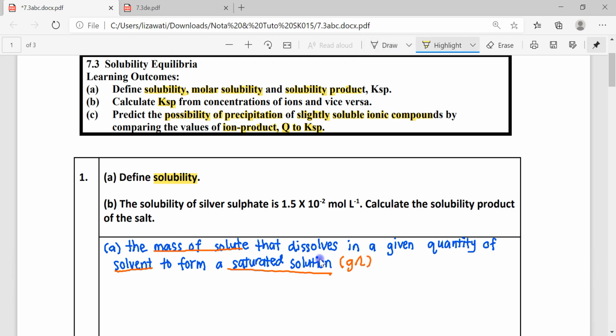Okay, second question, the solubility of silver sulfate is 1.5 times 10 power negative 2 mol per liter. Calculate the solubility product of the salt. Referring to the unit here, the value of 1.5 times 10 power negative 2 refers to the molar solubility. And then the question asks to calculate the solubility product, which means the value of KSP. What should you do?